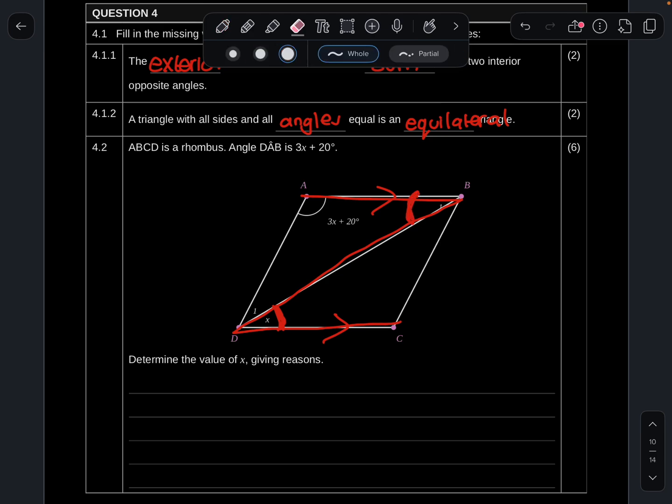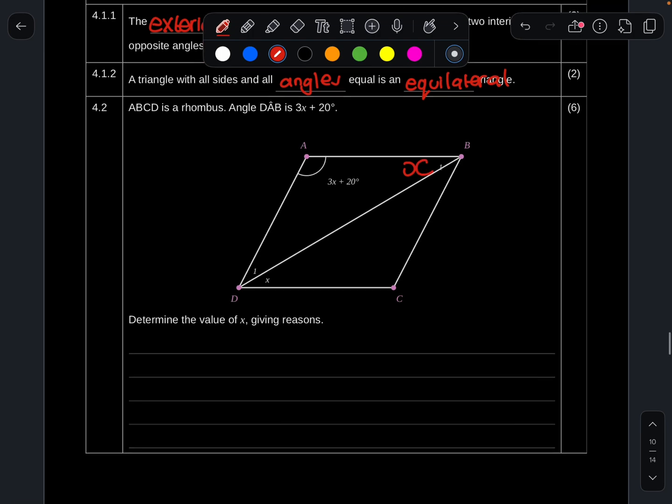Okay, so let's just draw that in quick. So we can say then this angle in here is equal to x as well. Let's do this properly and write down the working and reasons. Just try to get some information to see how we can work out x.